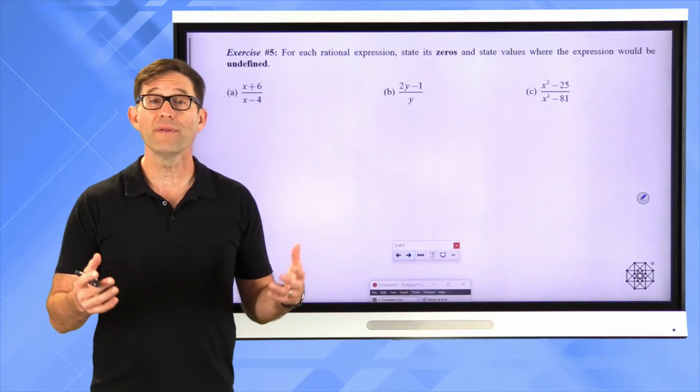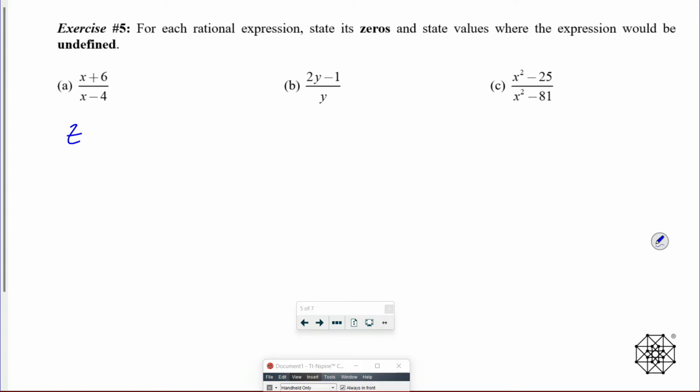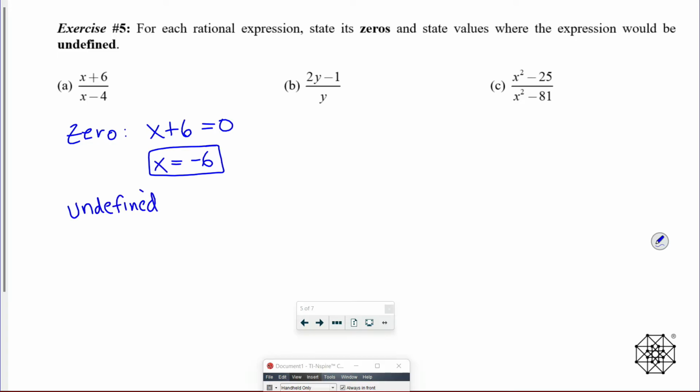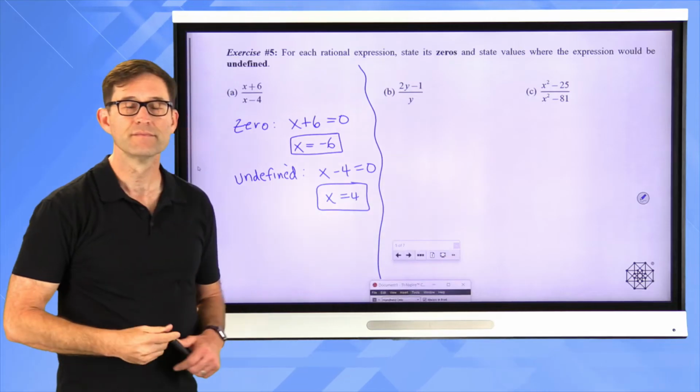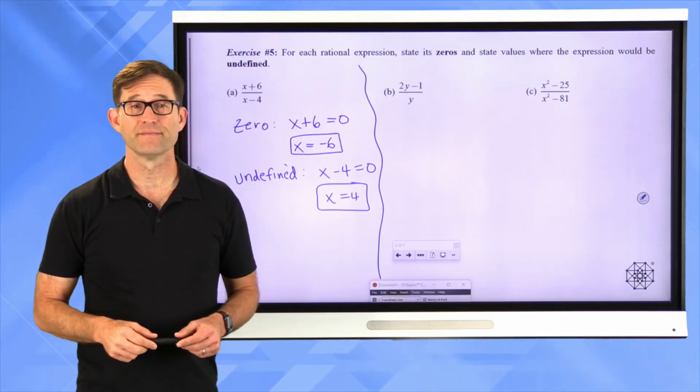All right, well, the only way that it's going to have a 0 is if x plus 6 is equal to 0. But that means its only 0 is at x equals negative 6. Now, it's going to be undefined whenever its denominator is equal to 0, right? So it's going to be undefined when x is equal to 4. All right. Pause the video and see if you can do letter B.